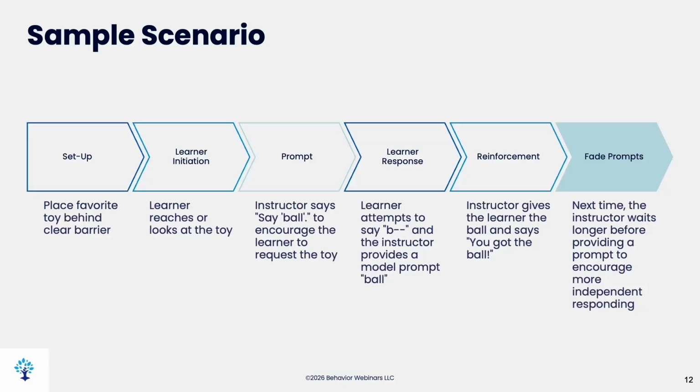So here's a scenario. You place a favorite toy behind a clear barrier. The learner reaches or looks at the toy, and the instructor says, "Say ball," to encourage the learner to request the toy. The learner attempts to say "buh," and the instructor models "ball." The instructor gives the learner the ball and says, "You got the ball. Good job for asking." Then you would play with them with the ball. Getting the ball is a big part of the reinforcement, but also playing.